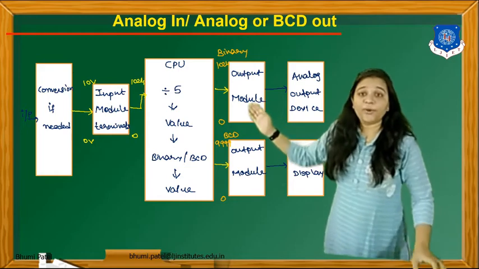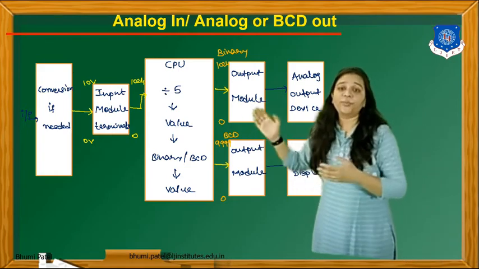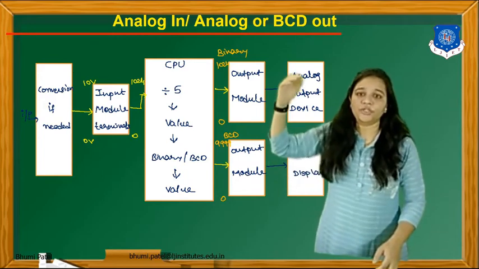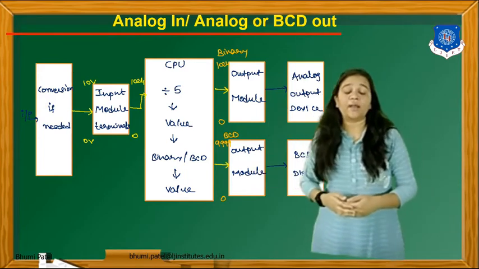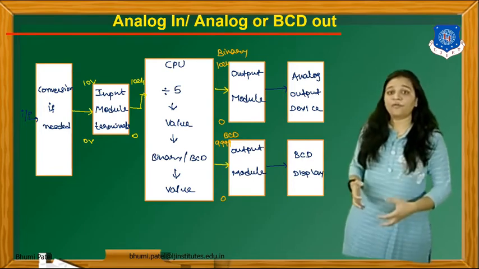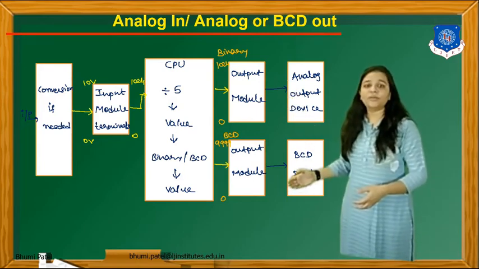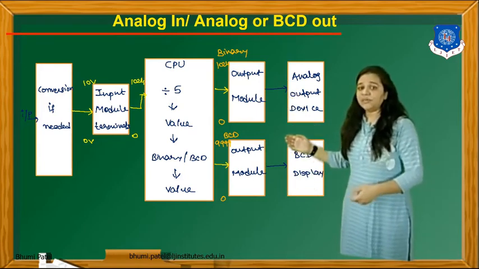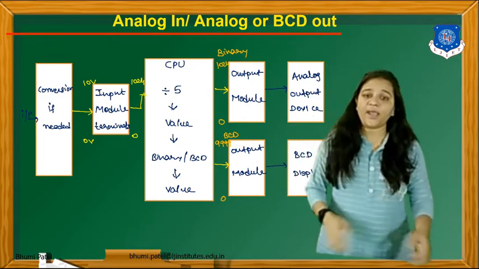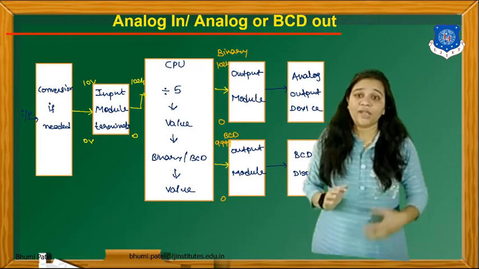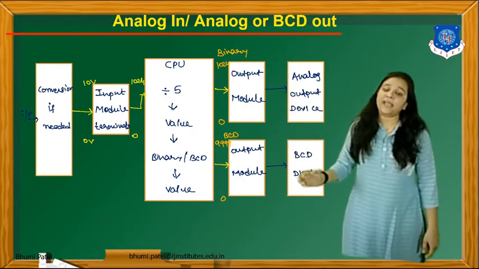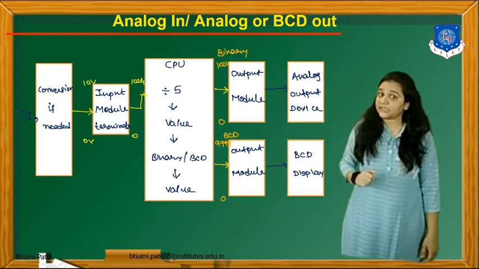Now the important thing is, after the CPU process we have only the binary number 0 to 1024. So if we require the BCD display, we have to convert this binary number into the BCD value, and the range of the BCD will be 0 to 9999. So using the command of the PLC software, we have to convert this binary number into the BCD number, and then this output is given to the BCD display.